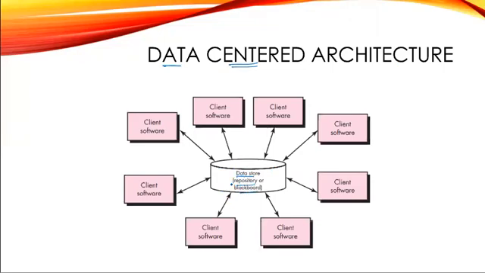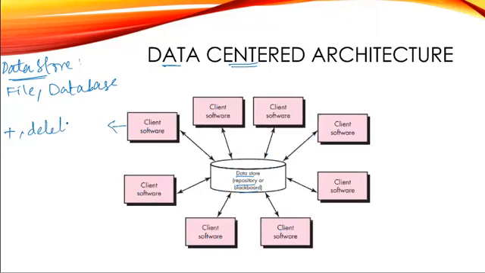Now, what is an example of a data store? This data store can either be a file or a database. This file or database is going to reside at the center of the architecture, and you can see that all the different client software are going to access this database frequently. Now, what are the different jobs that each and every client software can perform? It can add items, delete items, or modify the data within this data store.